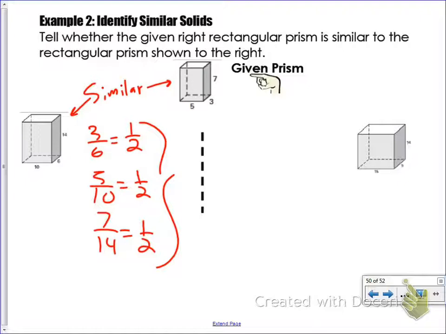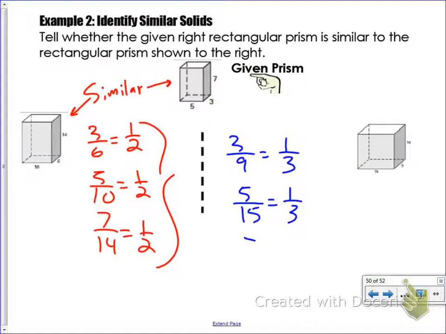All right, let's go ahead and check the second prism. So again, we'll go small to small. So that'll be 3 and 9. 3 to 9 is going to be 1 to 3. After 3, I've got 5, which will compare to 15. 5 to 15 will be 1 to 3.